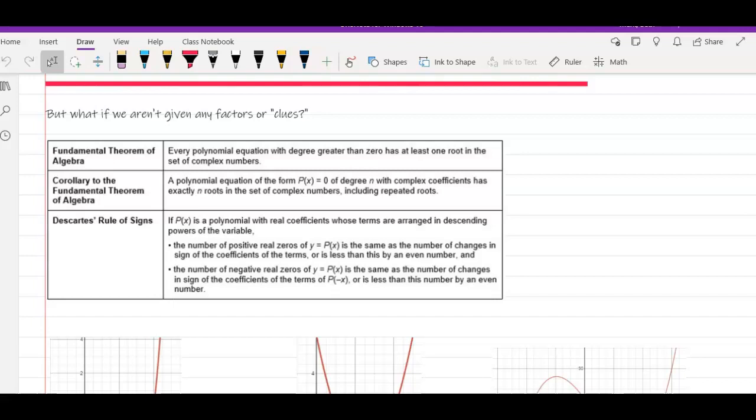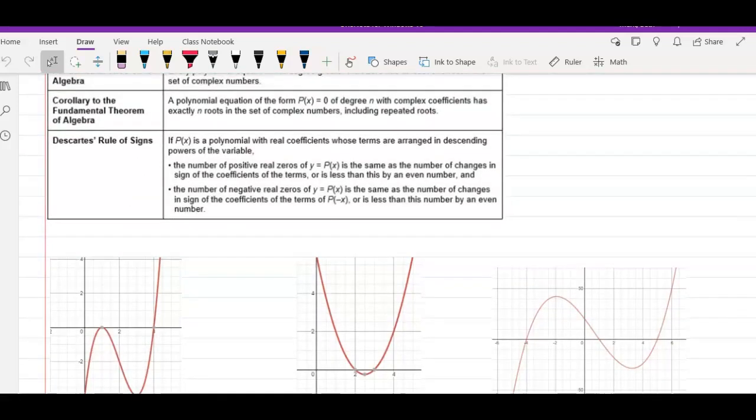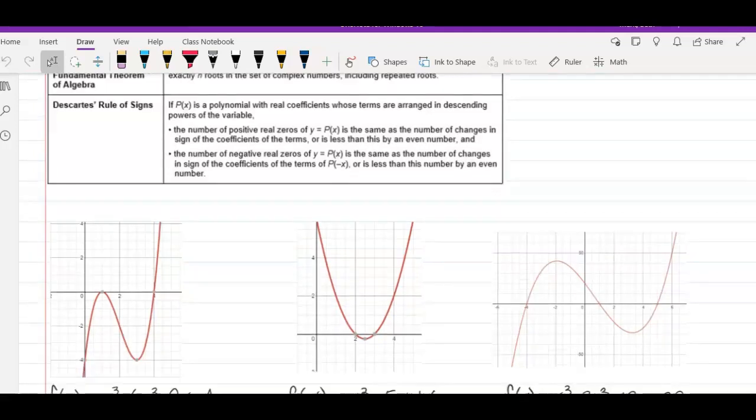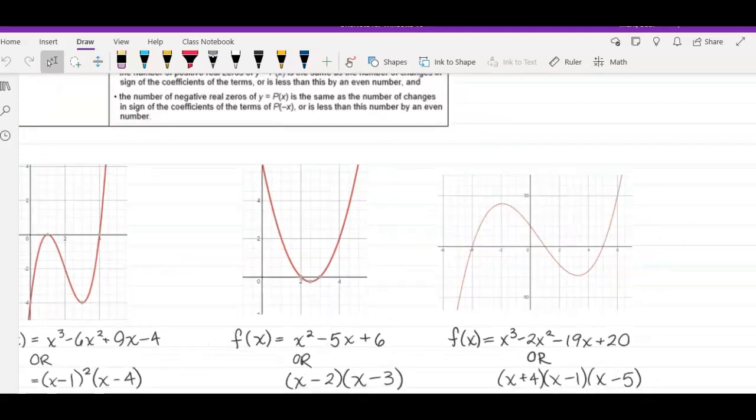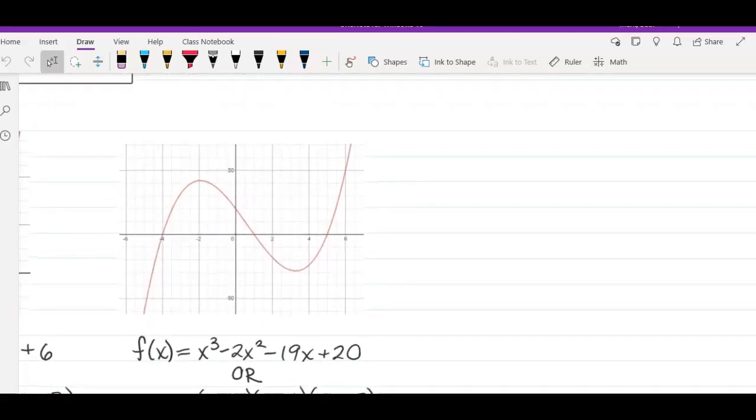One thing that we need to remember is the fundamental theorem of algebra, which says that every polynomial equation with a degree greater than 0 has at least one root in the set of complex numbers. Similar to that is the corollary that says that if it has a degree of n, then it's going to have n roots, including repeated roots. So over here on the right, let's start with this one.